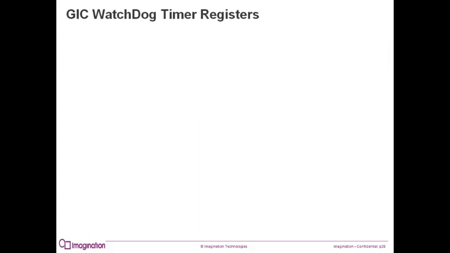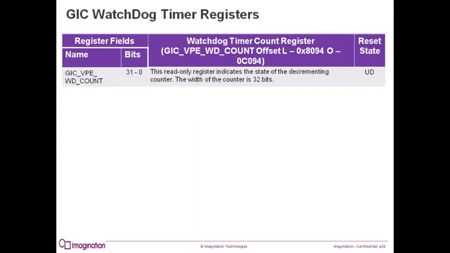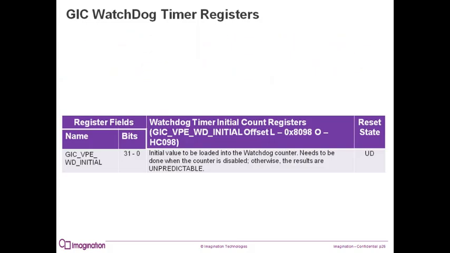The watchdog timer is a 2-register set. The watchdog count register is a read-only register that contains the decrementing count of the watchdog. If the count register reaches 0, it will take the action depending on the type set in the watchdog configuration register. The watchdog initial count register is set by software with the number of counting elements to count down. Writing to this register will set the value in the watchdog count register.